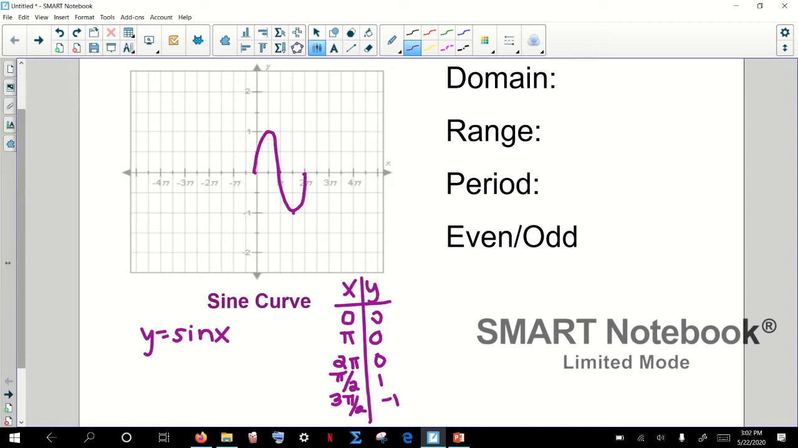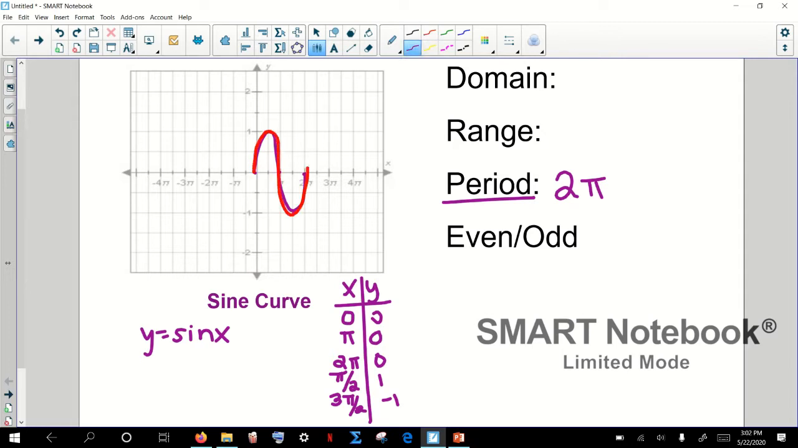One cycle of the sine curve is called a period. So how long did it take to get from one endpoint to the other endpoint of this period or this cycle? 2 pi. So if you're ever asked how long a period is, that's just the length of one cycle. I'm going to highlight this cycle right here.